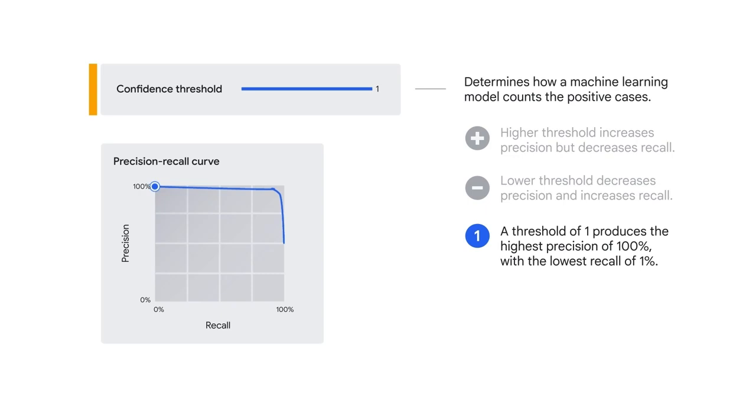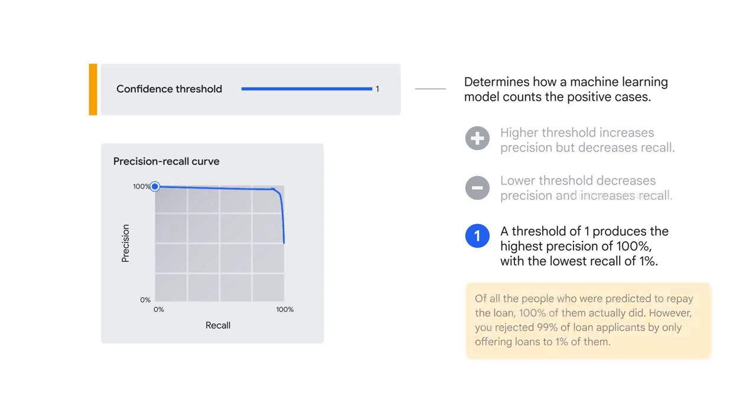This will produce the highest precision of 100% with the lowest recall of 1%. What does this mean? It means that all the people who were predicted to repay the loan, 100% of them actually did. However, you rejected 99% of loan applicants by only offering loans to 1% of them. That's a pretty big business loss for your company.